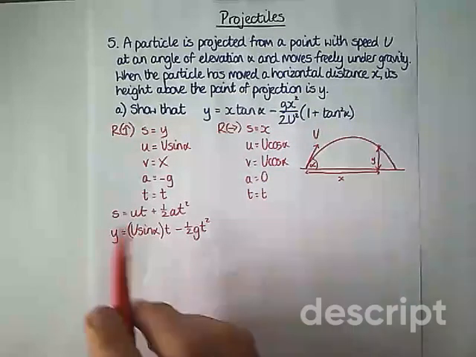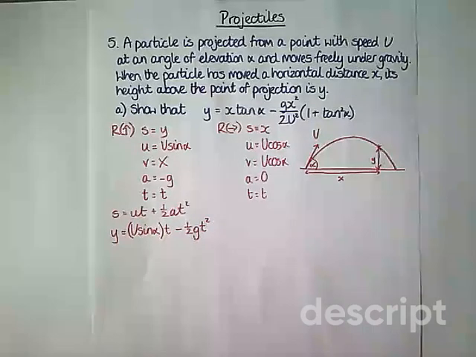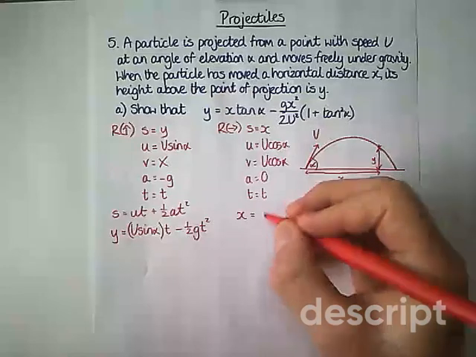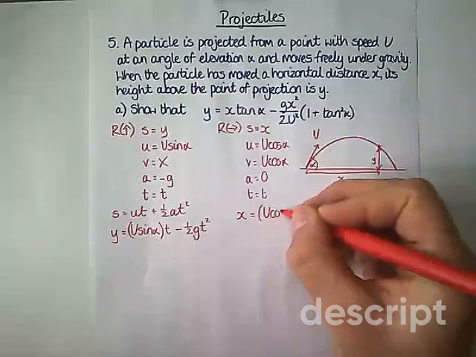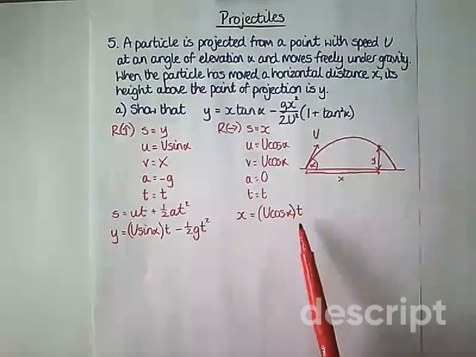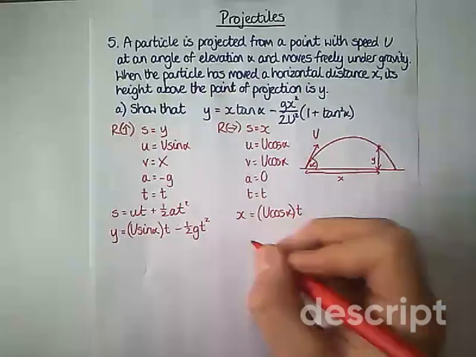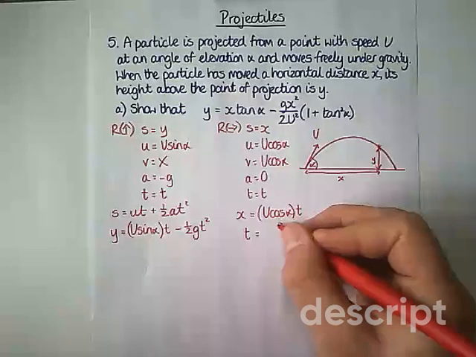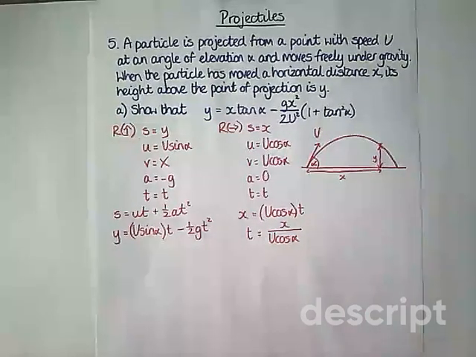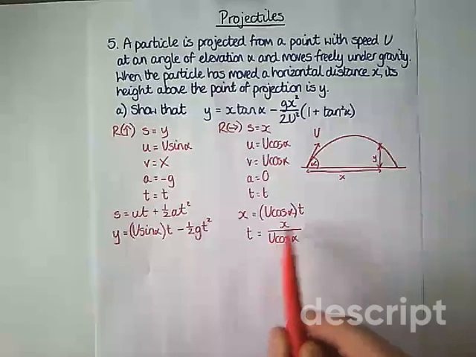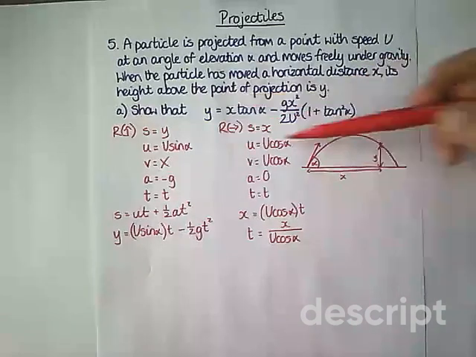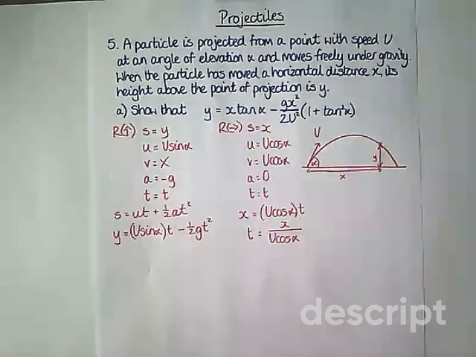Okay, so using s equals ut plus half at squared again, we get x equals u cos alpha times t. So if we rearrange this to make it t equals, we get t equals x over u cos alpha. And I'm going to substitute this expression for t into this one. And that'll give me, hopefully, with some manipulation, we'll get to that.